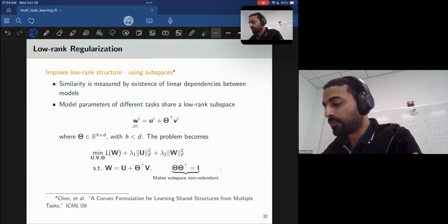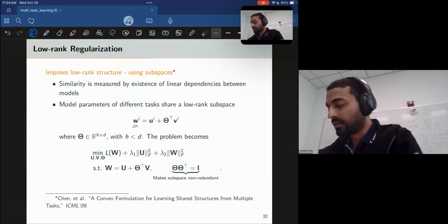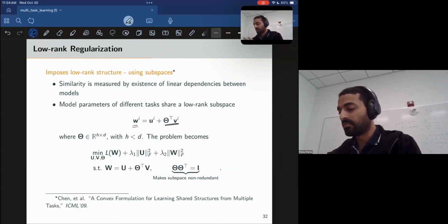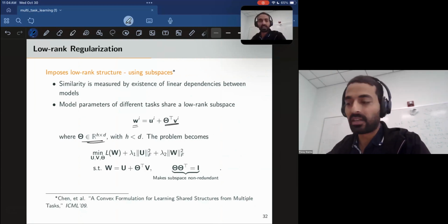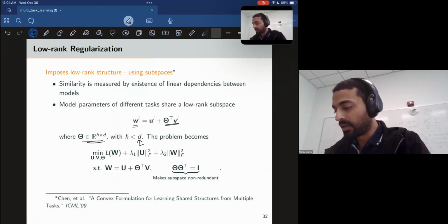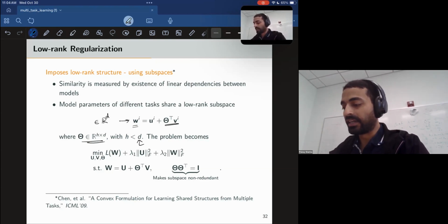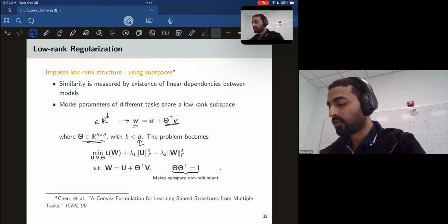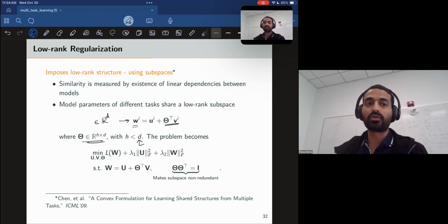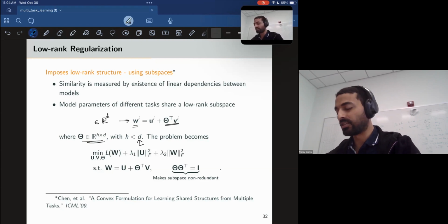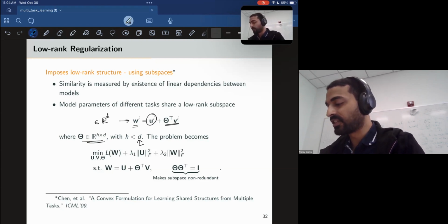Each task specific model lies in some low rank subspace. So theta is an H cross D matrix where D is the model dimension of the model Wi. So this belongs to R^D. And H is typically much smaller than D. So theta will act as a projection matrix where it projects into a low dimensional space. Right, so we have some offset. So this is an offset. And then this is some low dimensional term.